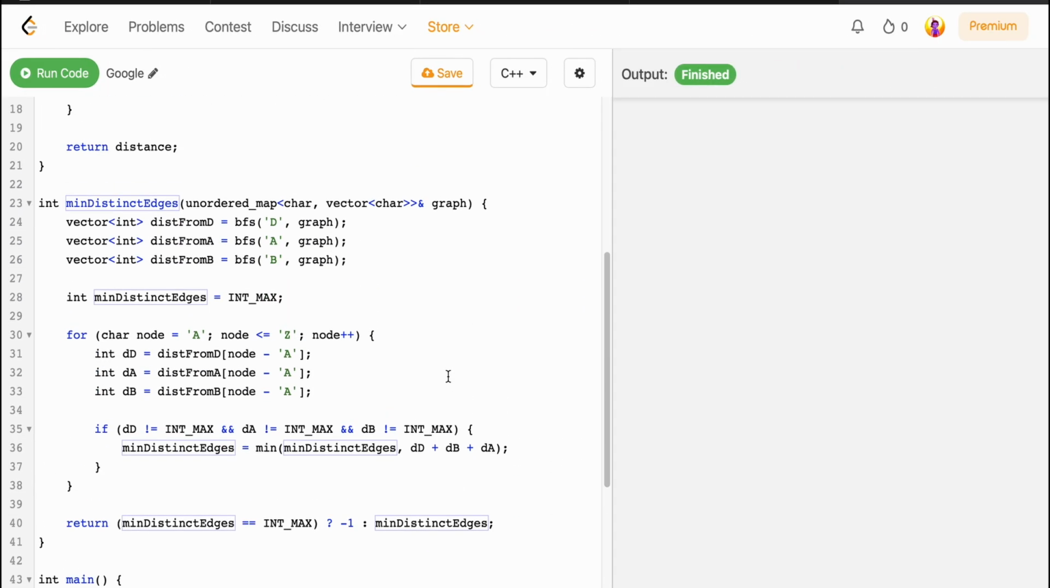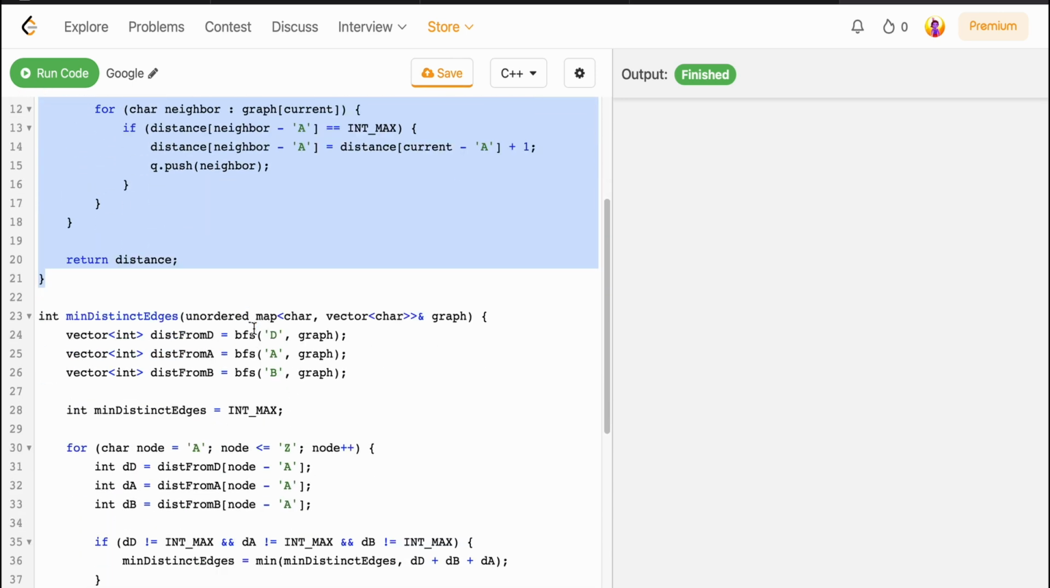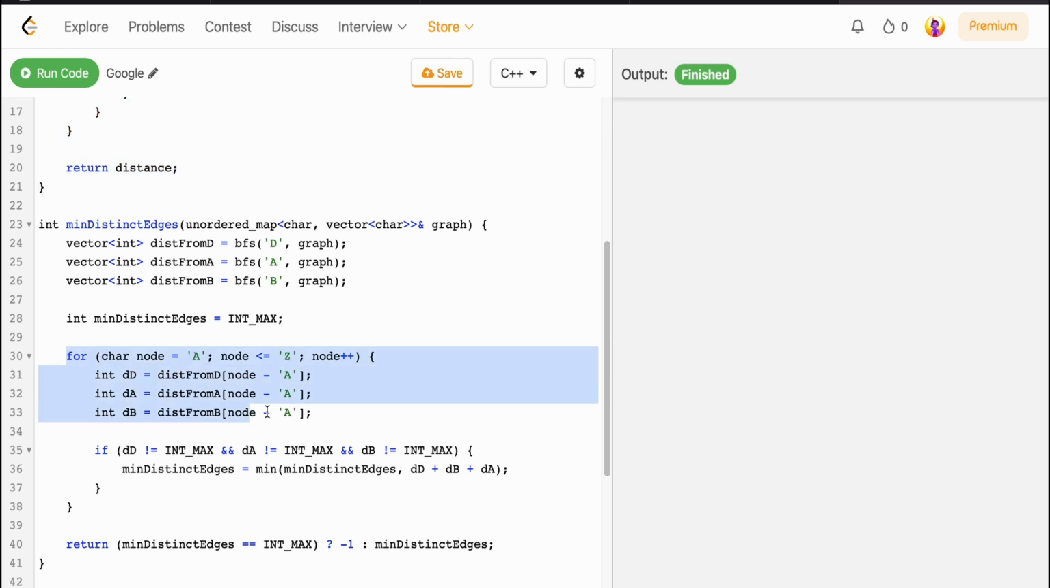So what we have done is call this BFS function, and the sources are D, A, and B as discussed. We have called this BFS function 3 times and constructed those arrays. You can pause the screen and check out the BFS function because it is very trivial. Then we are iterating through all the particular nodes, trying to minimize the addition of the 3 values. And if the minimum distinct edges remains integer maximum, then we are returning -1. Else we are returning the minimum distinct edges.